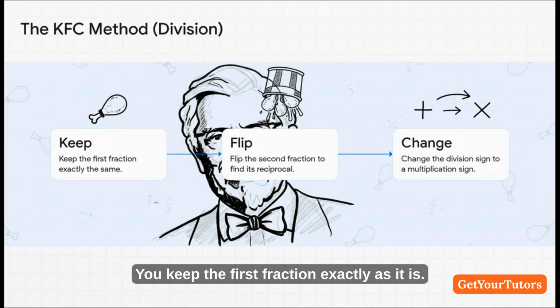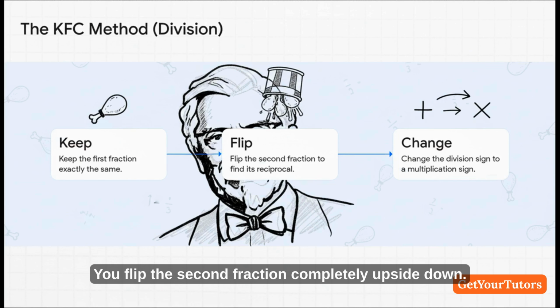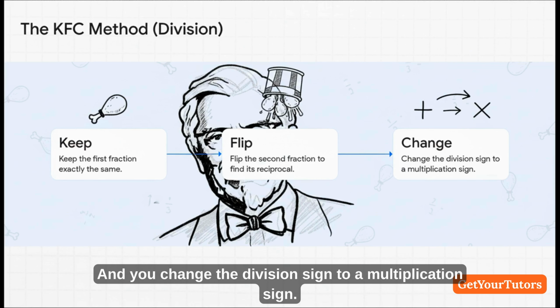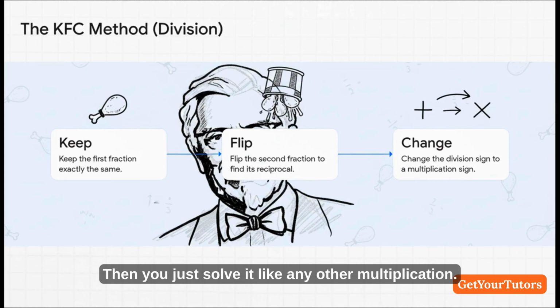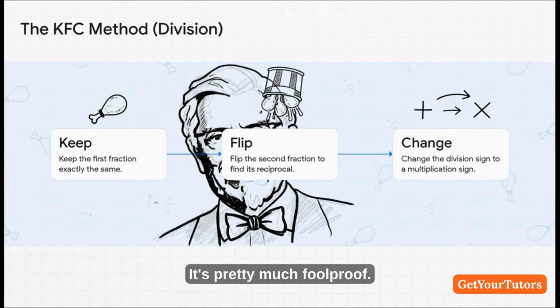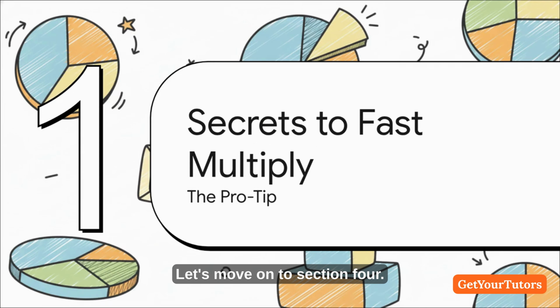It's so simple. You keep the first fraction exactly as it is. You flip the second fraction completely upside down, and you change the division sign to a multiplication sign. Then you just solve it like any other multiplication. It's pretty much foolproof. Let's move on to section 4.